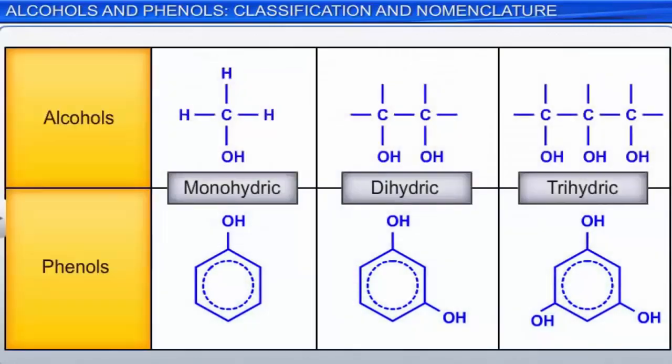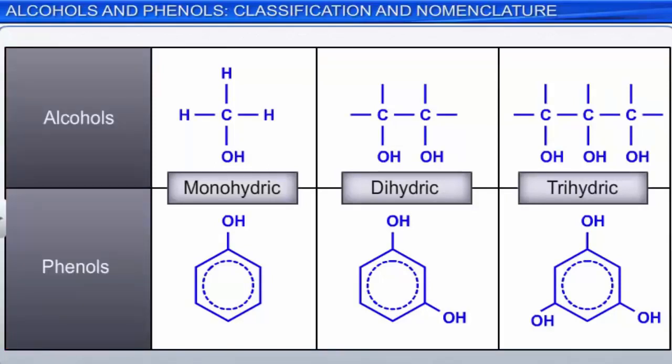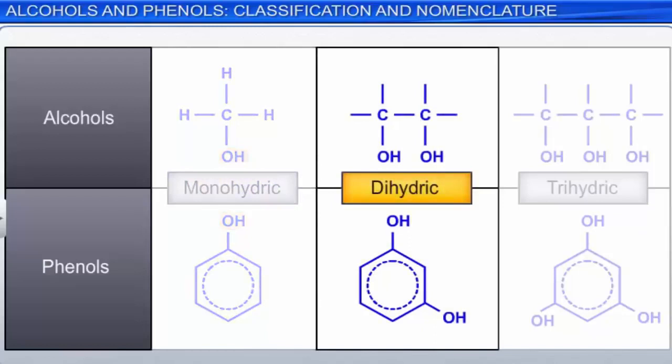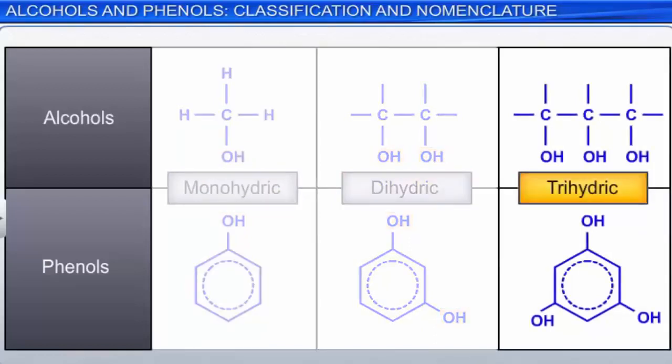Alcohols and phenols can be classified based on how many hydroxyl groups are present. Monohydric alcohols and phenols have one hydroxyl group. Dihydric alcohols and phenols have two hydroxyl groups, while trihydric alcohols and phenols have three hydroxyl groups.